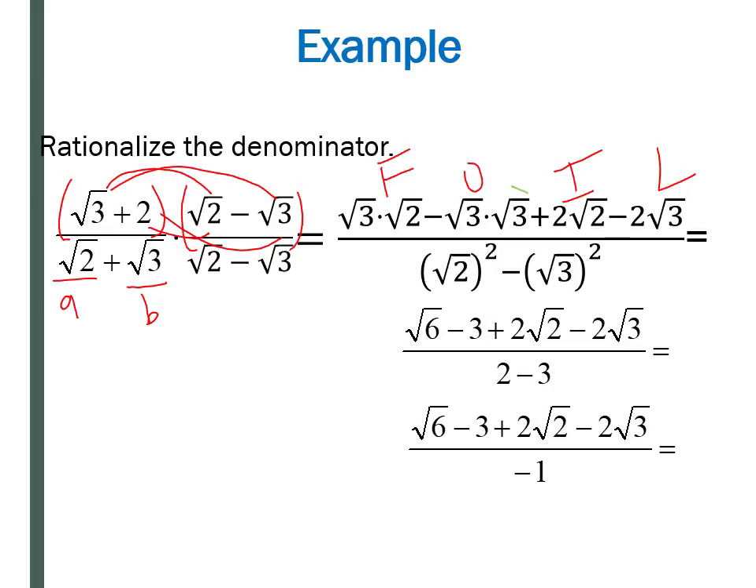I'm going to simplify my denominator. And 2 minus 3 is negative 1, which means that my whole problem, I'm going to move that negative to the numerator and then distribute that negative. So I distribute, and it became negative square root of 6, positive 3, negative 2 square root of 2, positive 2 square root of 3. And this is my final answer.